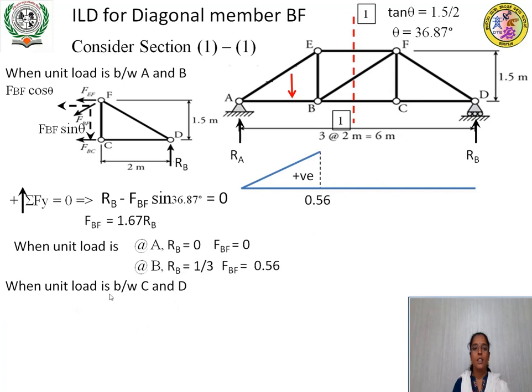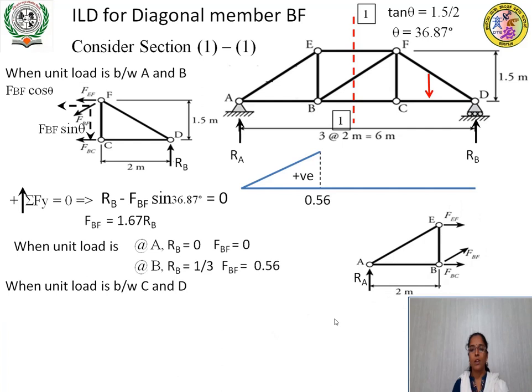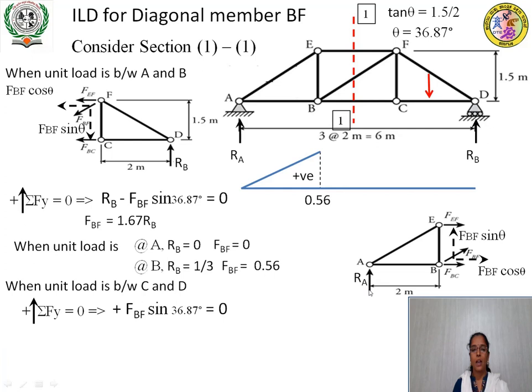Next case is when the unit load is between C and D. So the second case is the unit load is in between C and D. We have to consider the left part as the load is in the right part. This is the free body diagram of the left part. Again, resolve this inclined force along x and y directions. Apply sigma Fy is equal to 0, which implies RA plus FBF sin 36.87 degrees is equal to 0. Therefore, FBF is equal to minus 1.67 times RA.